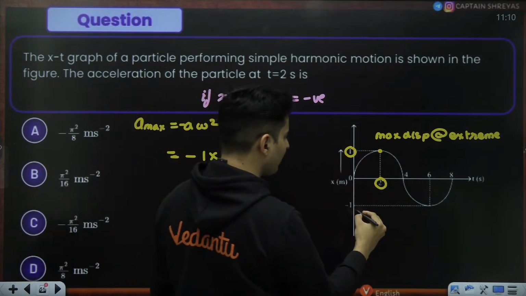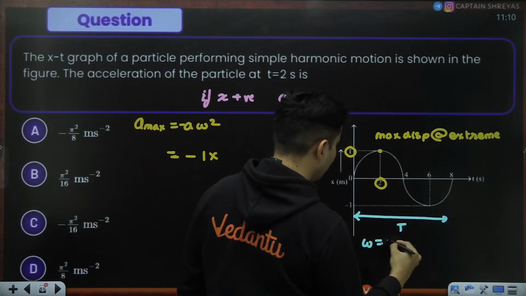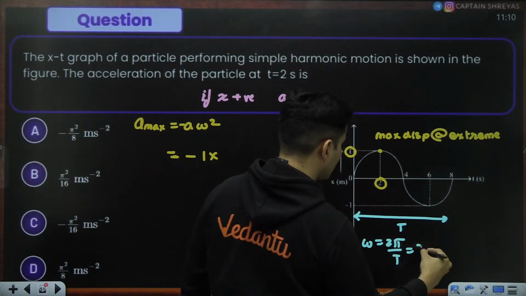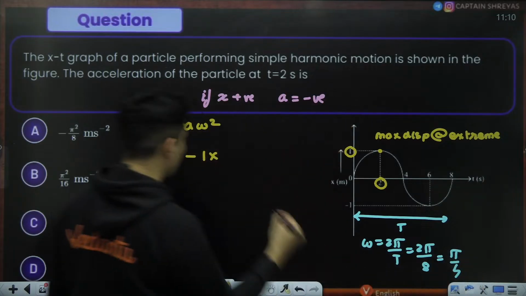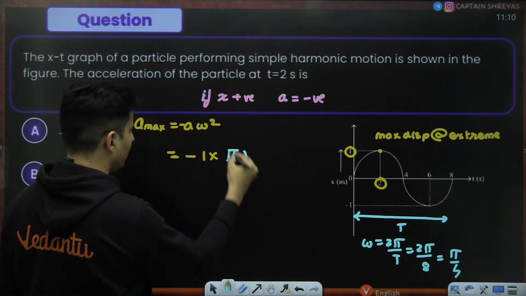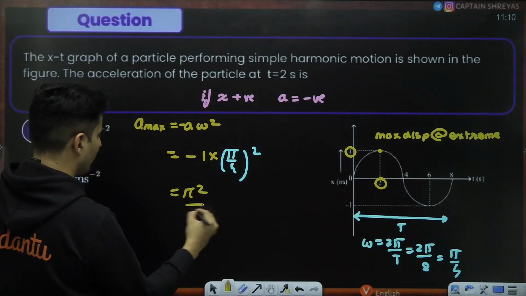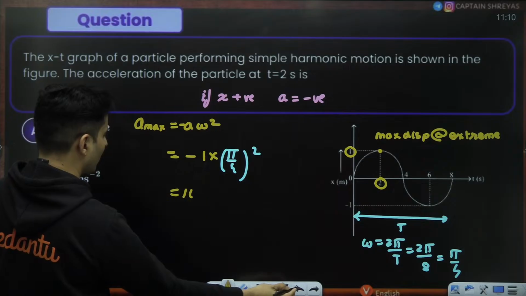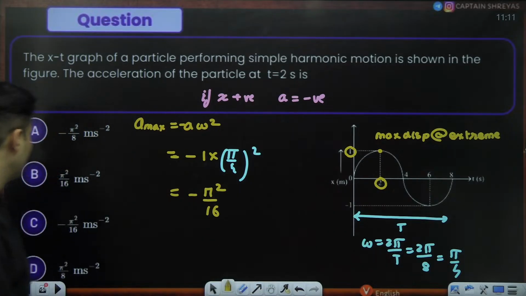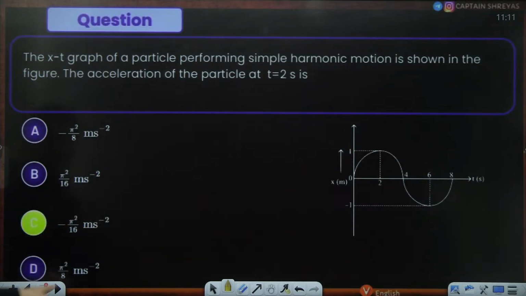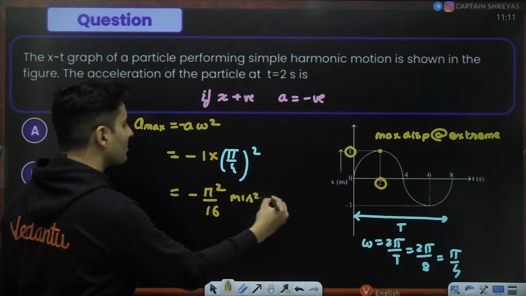Omega, oh, we have to find that omega out. Not that big a deal. So what's the time period? This is basically the time period. So omega will be 2 pi by time period, which is 2 pi divided by 8, which is pi by 4. So put that pi by 4 over here and square it. That's it. So it will be nothing but pi square by 16 with a negative sign. So negative pi square by 16 is C option. That is absolutely correct. Meters per second square.